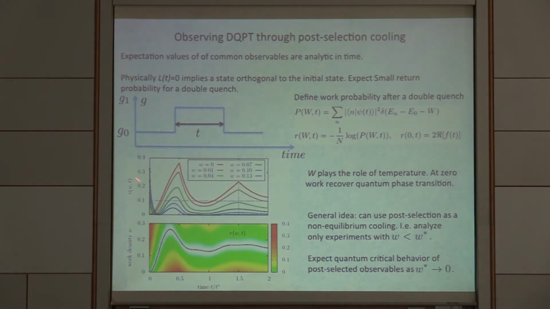And then you see the same story. If you increase the threshold, so it means you go to lower and lower energies, it becomes more and more singular. So in this sense, post-selected cooling is exactly like equilibrium cooling, when you can approach quantum phase transitions by cooling down. Here you cool down by post-selection, you also approach this quantum phase transition.